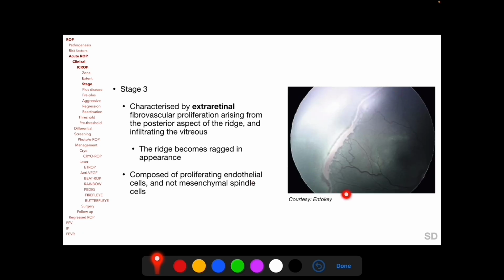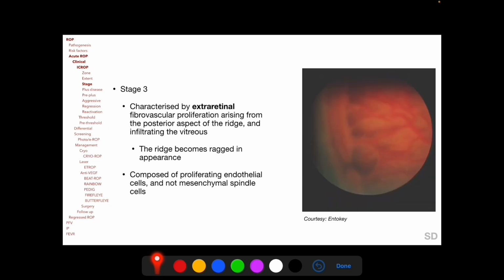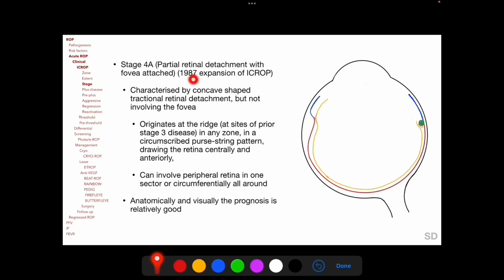This clinical photograph is also that of stage 3, showing a ridge having a ragged appearance due to extraretinal proliferation. And this is a magnified view of a ridge with extraretinal proliferation. The 1987 edition of ICROP described the stages 4 and 5 of ROP, which are characterized by retinal detachment.